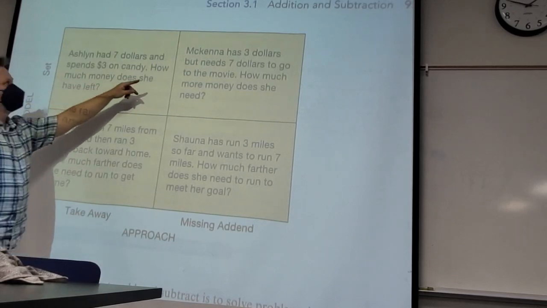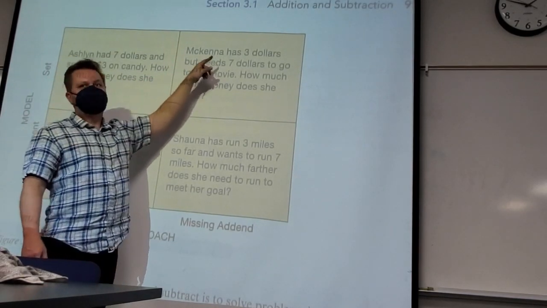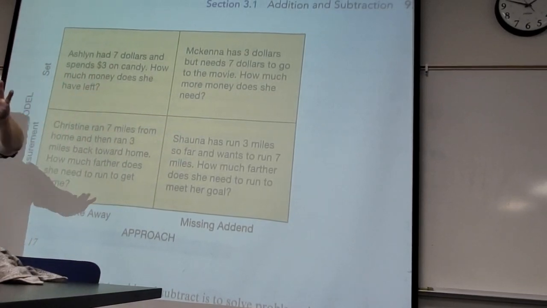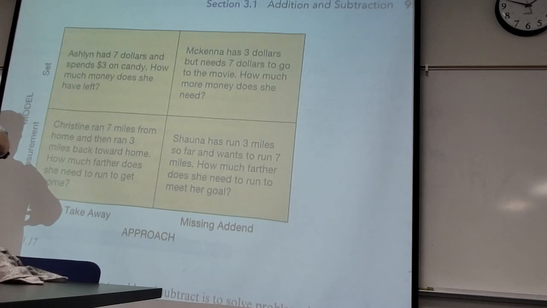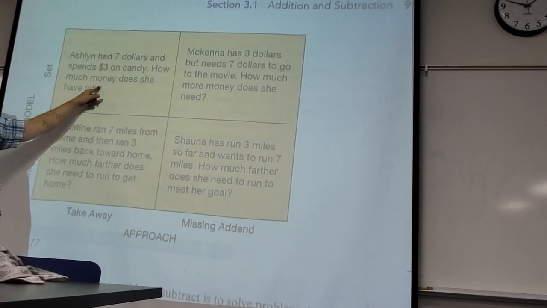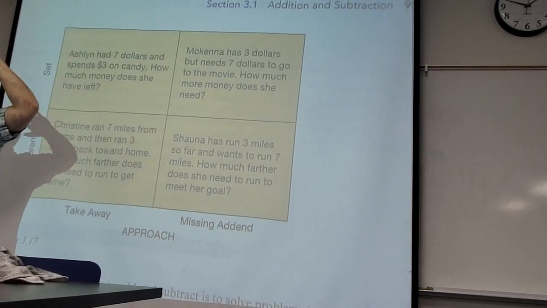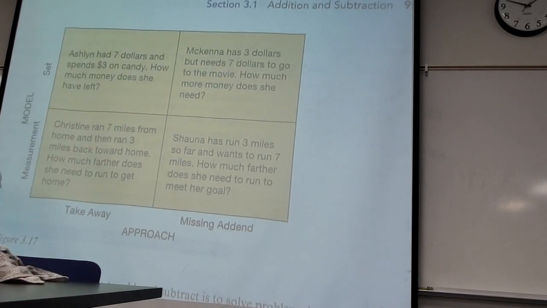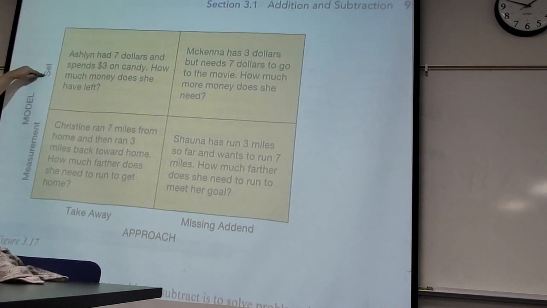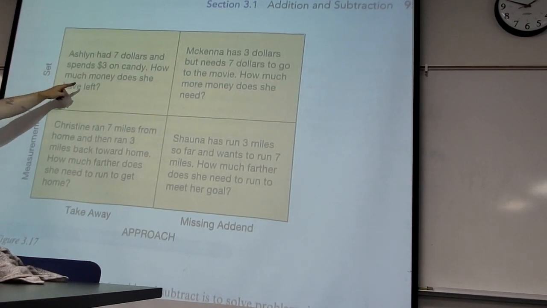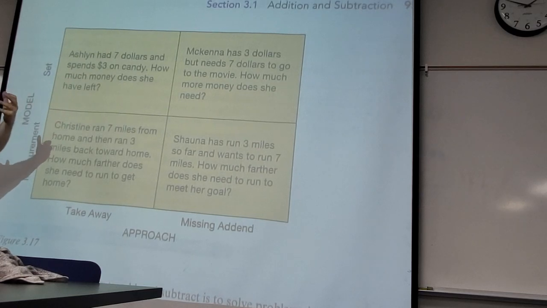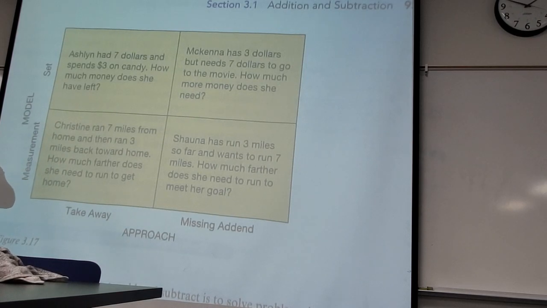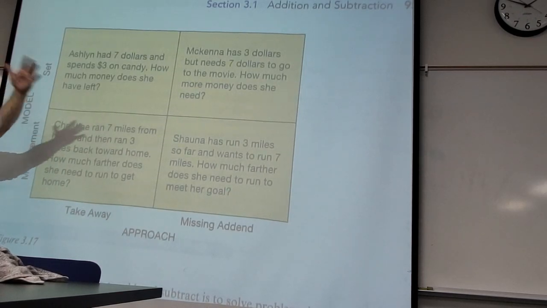Missing add-in. McKenna has $3 but needs 7. So you see how that physically directly relates to the missing add-in idea. It's actually missing money. Could you use missing add-in on the other one? Sure, you could set it up. But this one physically directly relates to it. The set model is because these are physical things, dollars and candy, whereas this one is about distance, which is what I was talking about. The measurement model goes with distance really well.